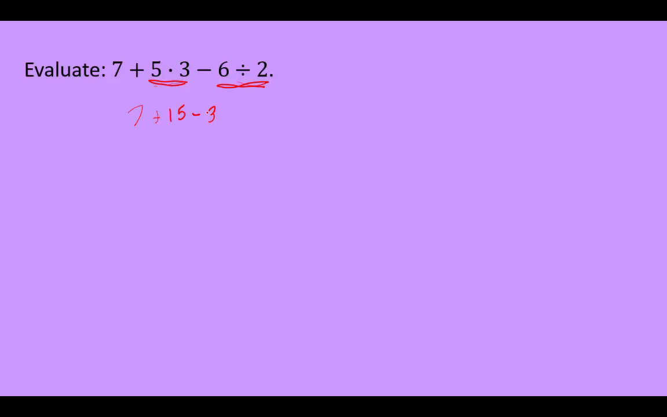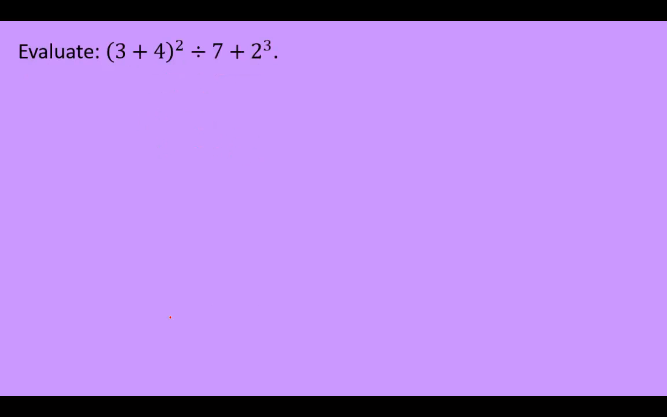Then we just have addition and subtraction left, and we can do that from left to right. We may be able to do that all in one step, or even in our head, but if it takes more than one step for you, that's fine also. 7 plus 15 is 22, minus 3 is 19. So that would be our answer.